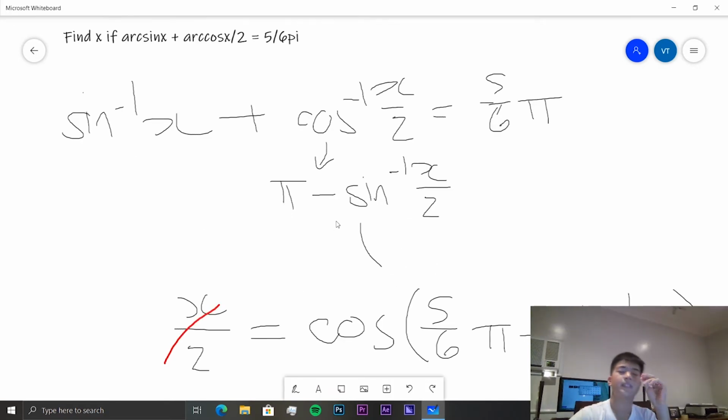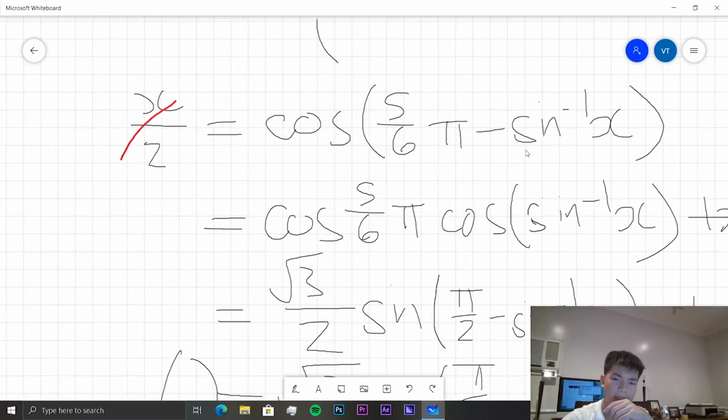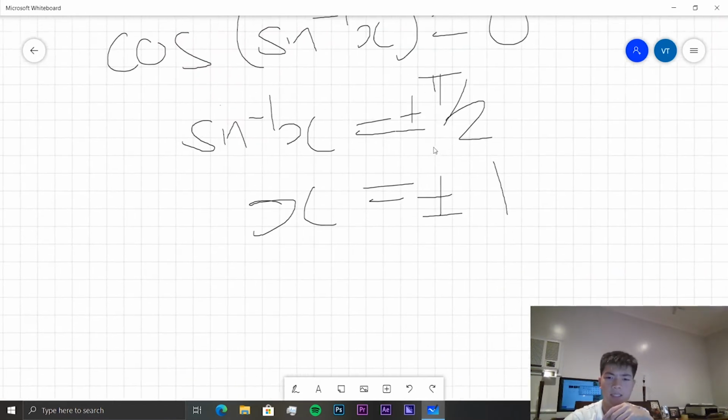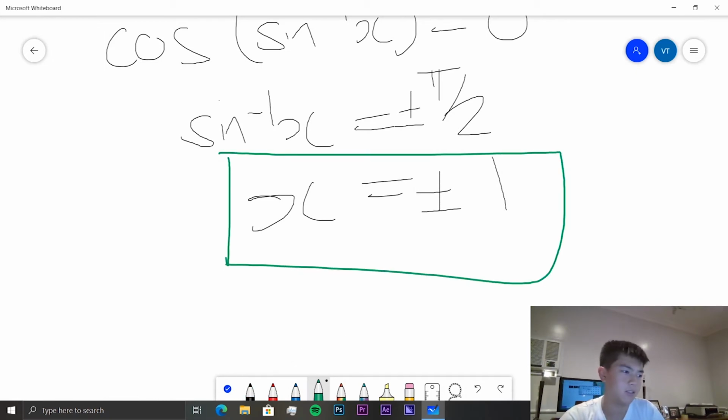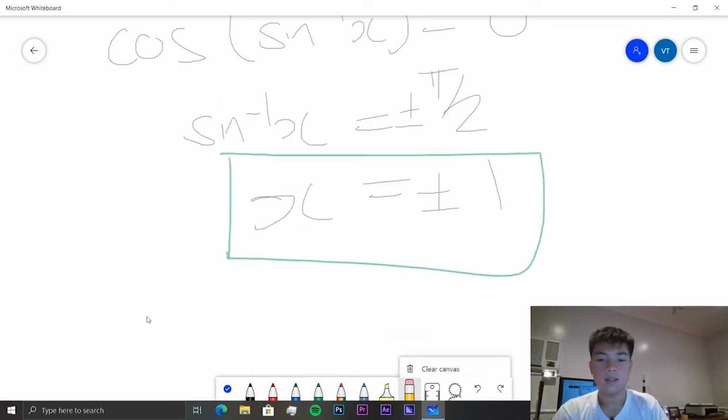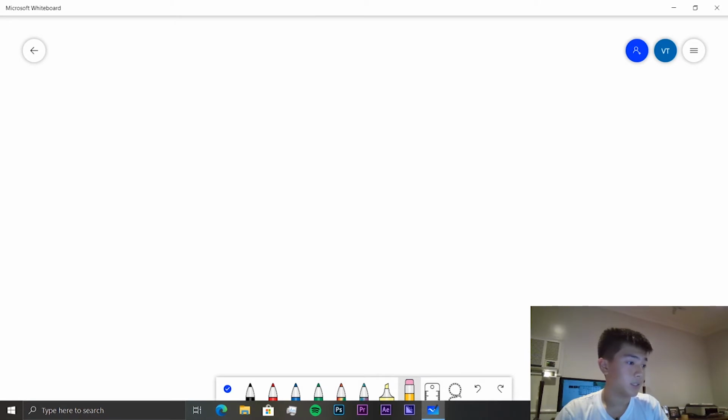The book says 0 is an answer, and I'm not sure about that. Sine to the negative 1 of 0 is 0. Cosine negative 1 of 0 over 2 is, well, 1. I mean, pi over 2 technically. So I don't know how they're getting 0 as the answer. So I'm just going to say x is plus or minus 1 is the answer. I don't know how x equals 0 is an answer. Anyways, on to the next question.